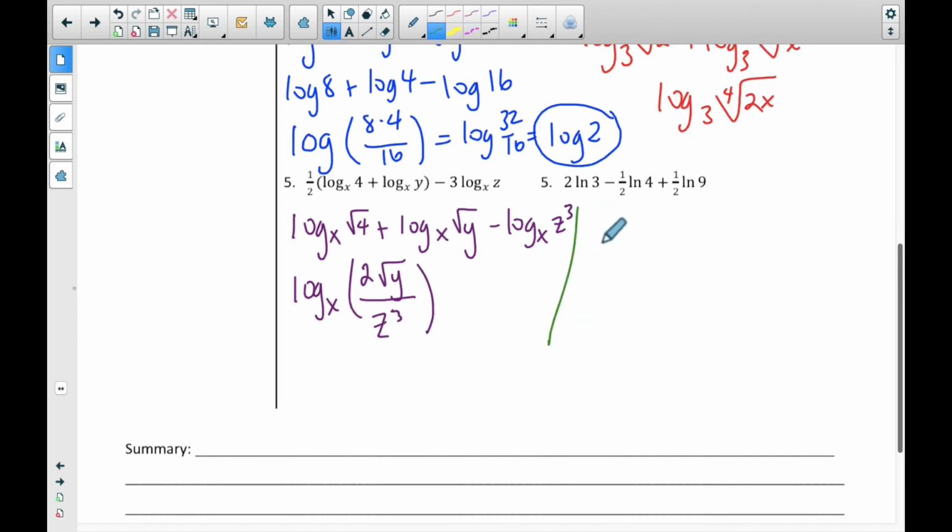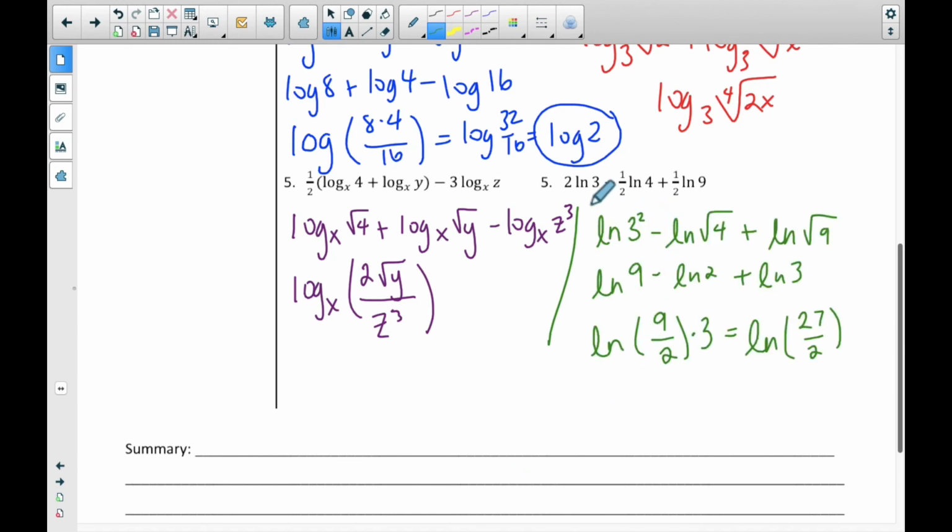Okay, one last problem. Again, several combinations. Why don't you give this one a try, and then I'll talk about it when you get through. Okay, this is 3 to the 2nd, this is square root 4, this is square root 9. 3 to the 2nd is 9, square root 4 is 2, and square root 9 is 3. Now, we need to put those all together. So 9 divided by 2 times 3, that is 27 over 2. And that again is your final answer.